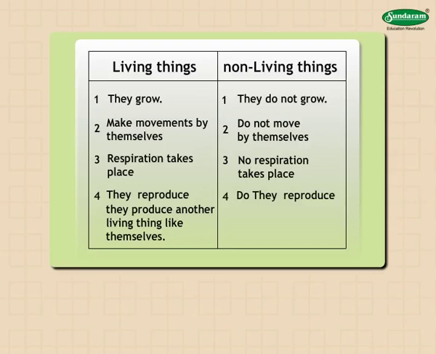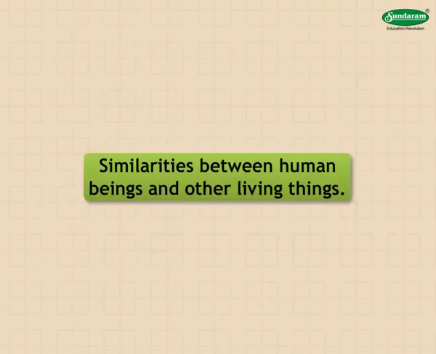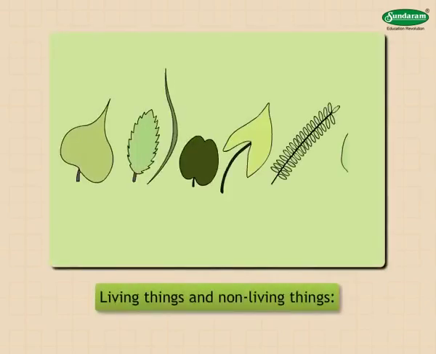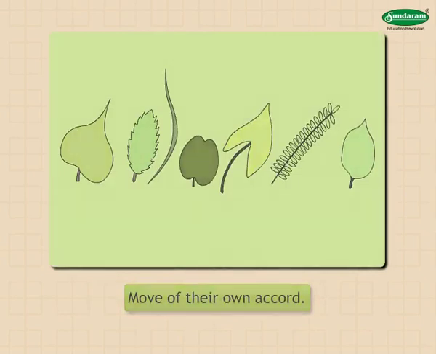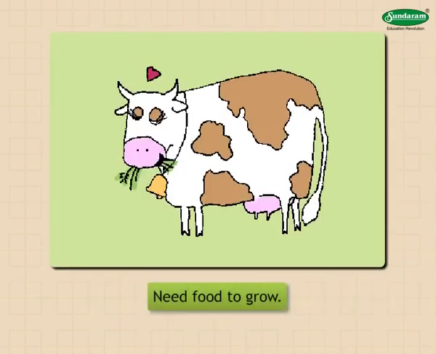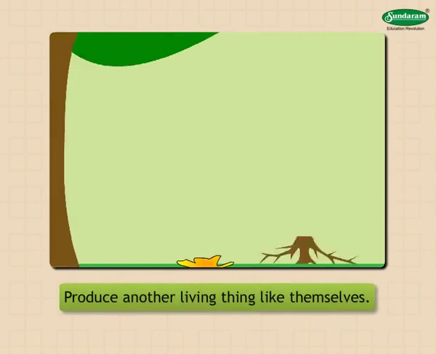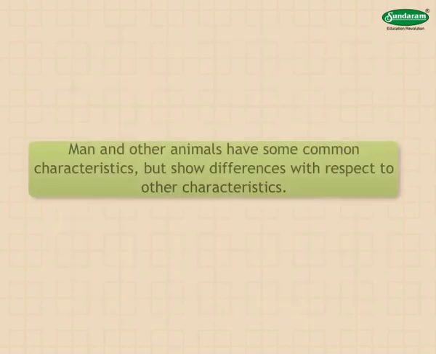Now that we have seen the differences between living and non-living things, let us see the similarities between them. Similarities between human beings and other living things. Living things and non-living things move of their own accord, need food to grow, produce another living thing like themselves. Human beings. Man and other animals have some common characteristics, but show differences with respect to other characteristics.